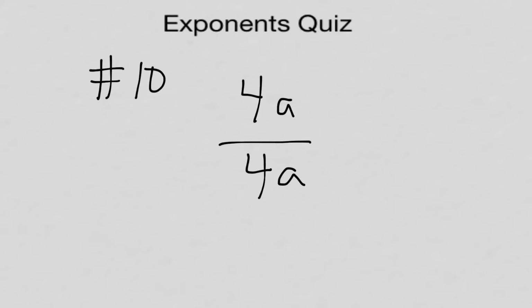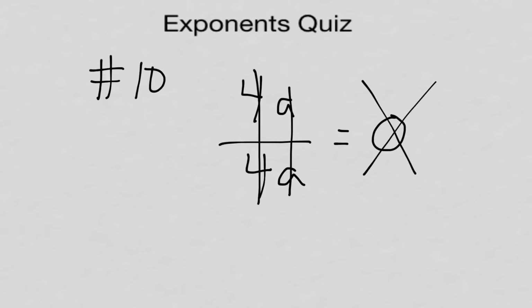All right, number 10. There will be a problem like this on a test. I was a little bit surprised walking around the class on Wednesday when we were working on this practice quiz, how many people got this wrong. Obviously, you got 4a over 4a, which means 4a divided by 4a. The 4's cancel, the a's cancel. I had people putting equals 0. That is so wrong, all right?